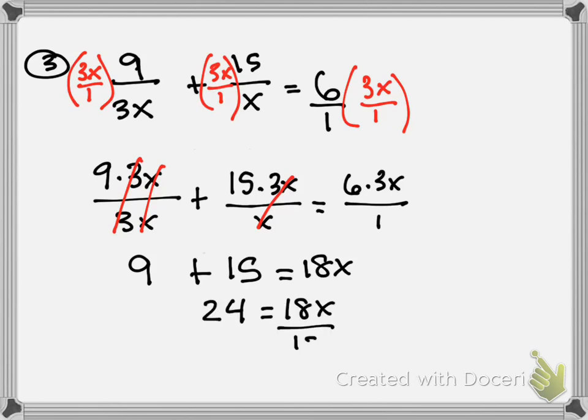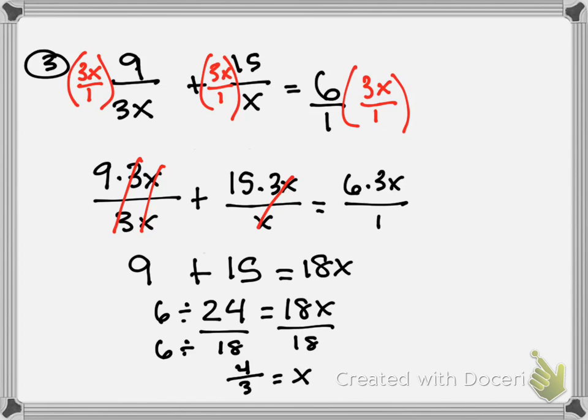How do I solve for x? Divide both sides by 18. 6 goes into both of those. 24 divided by 6 is 4. 18 divided by 6 is 3. So x equals 4 over 3.